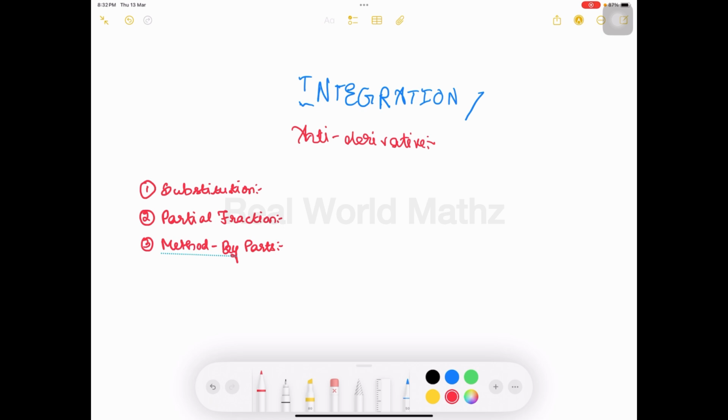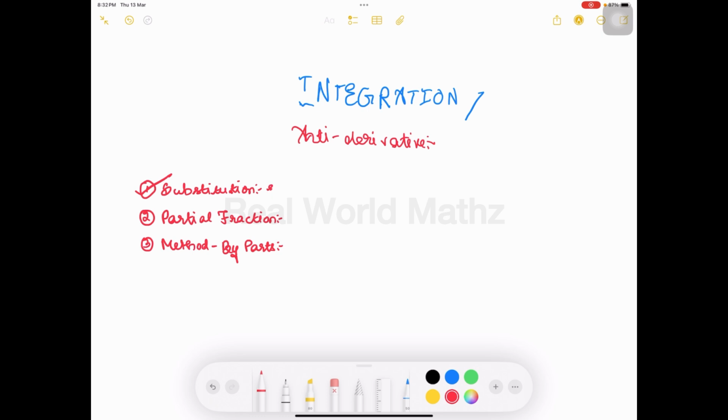So let me repeat it again. Basically we solve all the integration based sums using these three important methods, that is by the method of substitution, by the method of partial fraction, as well as by the method of parts. But today we'll be dealing with the first method, that is by substitution.